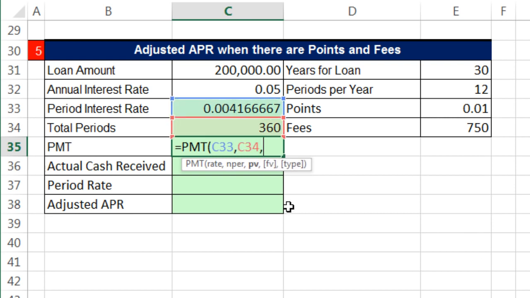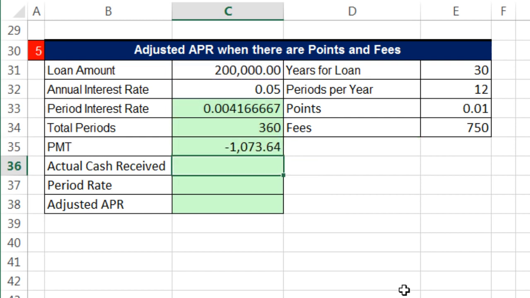The present value, that's the full $200,000, and it's positive because we go to the bank and say, hey, give us some money, and it plops into our wallet, right? But we immediately give it to whoever we bought the house from. No balloon payment at the end, and this is N, so we leave those last two arguments off. Enter. So $1,073.64.